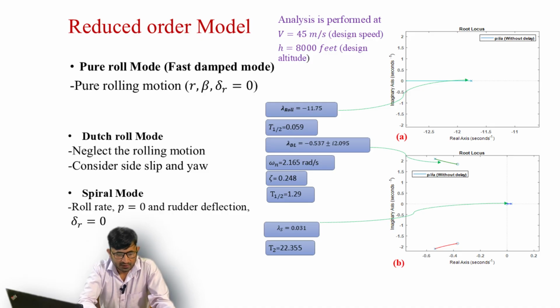So you can see the root locations I have plotted in the root locus. In figure A I have placed the roll mode, and in figure B you can see the pair of modes which is the Dutch roll, and one spiral mode which is lying on the right half of the plane. When you completely do the transfer function, you will see the zeros also. So please focus here on the poles, which are cross marked.